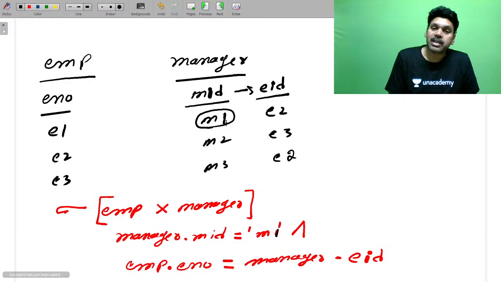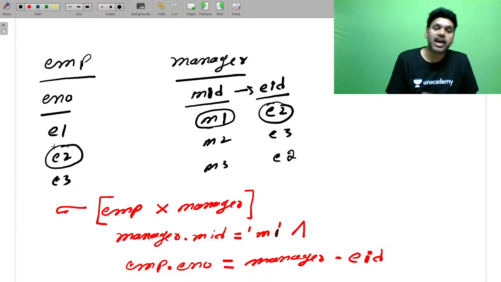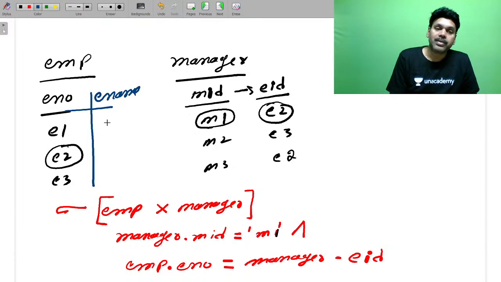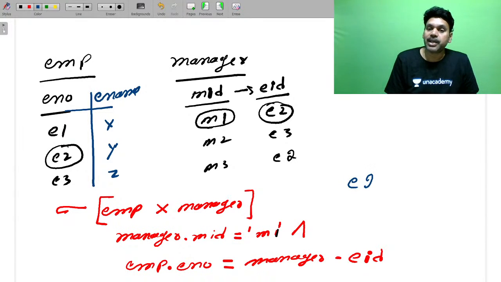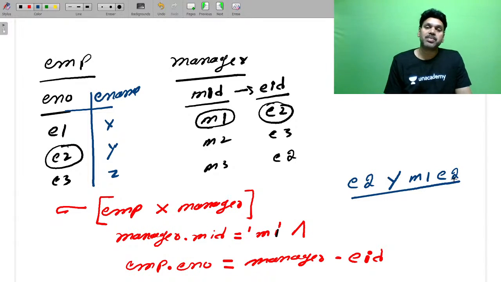And you see that this M1 can give you E2, but we are asking one more condition. What is that? Employee.enumber is equal to manager.eid. So manager.eid is nothing but E2, and this is matched with this guy. Finally, you got information about that. If I give names here, you will understand. X and Y and Z, it is going to give you only Y information, that E2, Y, manager ID M1, and it is giving you E2. This is how you can use the concept of conditional join, also called theta join.